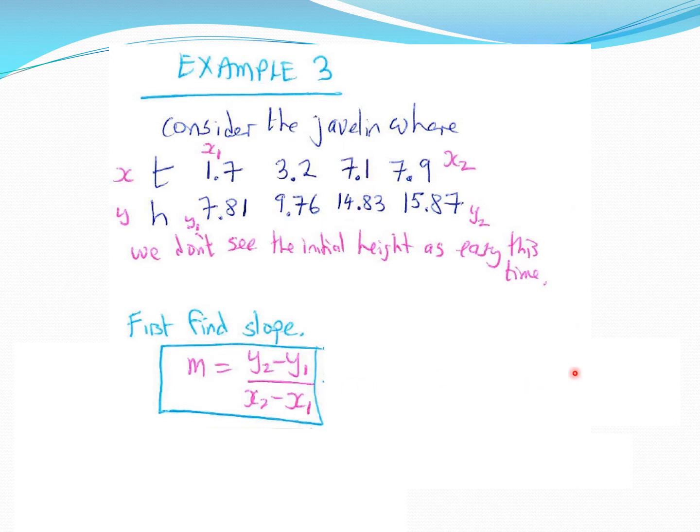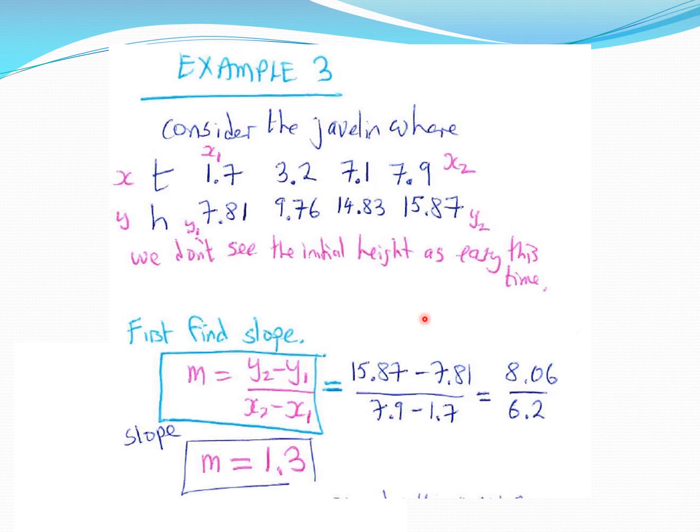So calculating that then, y2 15.87 minus y1 7.81 gives us 8.06, over x2 7.9 take away x1 1.7, and that gives us 6.2. So the slope is the vertical divided by the horizontal, or y2 minus y1 over x2 minus x1. So 8.06 divided by 6.2, m, the slope, is 1.3.